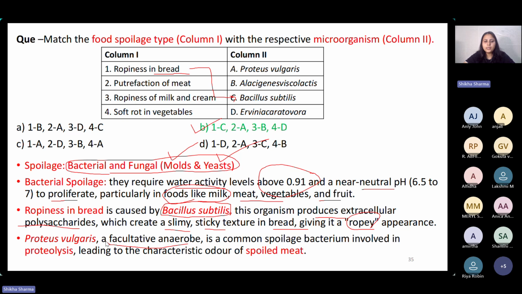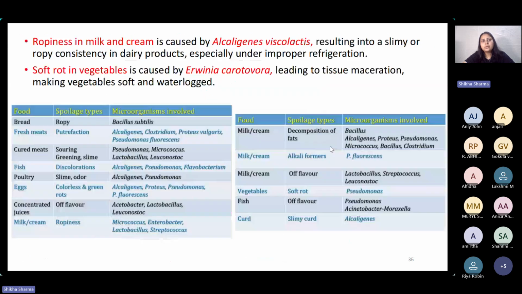is basically a facultative anaerobe and is a common spoilage bacterium which is involved in the proteolysis or putrefaction of the meat, resulting in the characteristic odor of the spoiled meat. So basically this putrefaction of the meat is related to Proteus vulgaris.